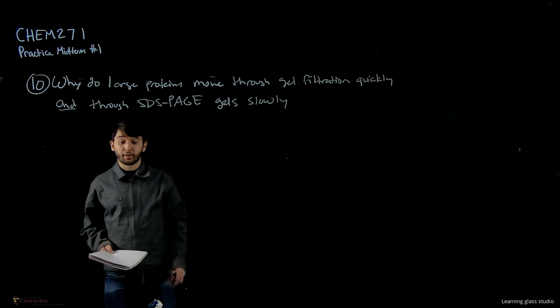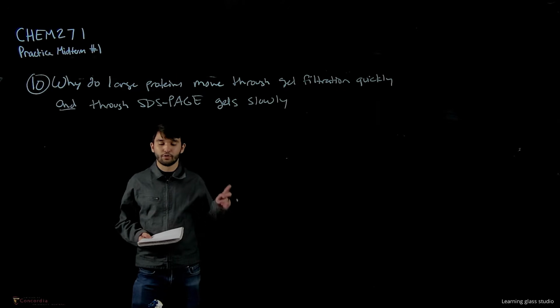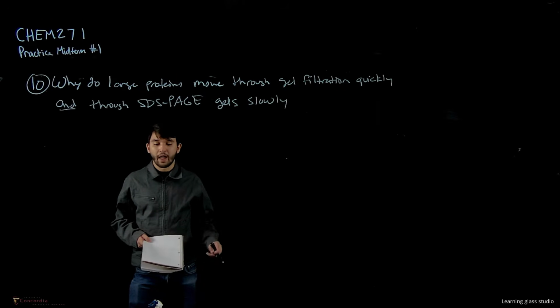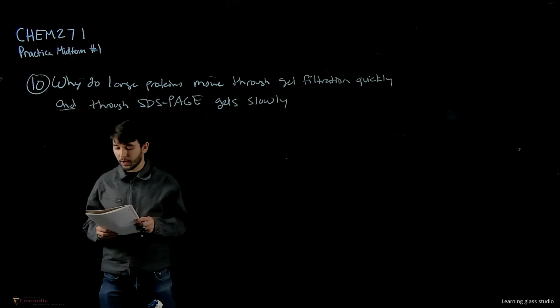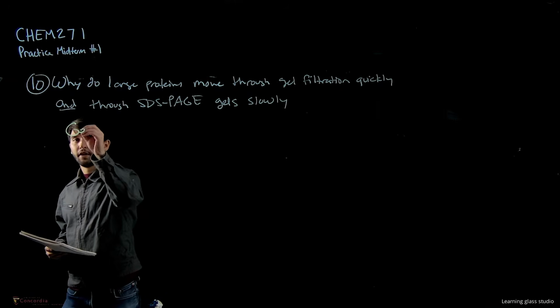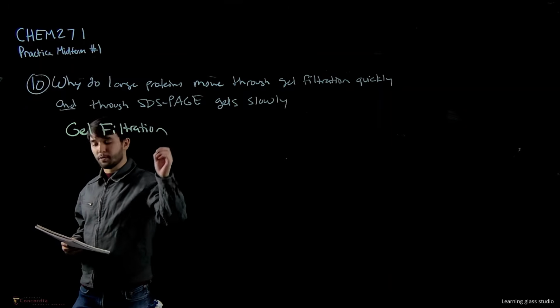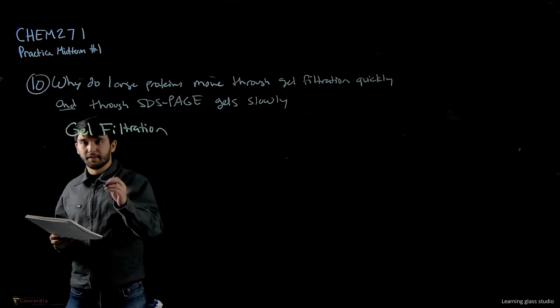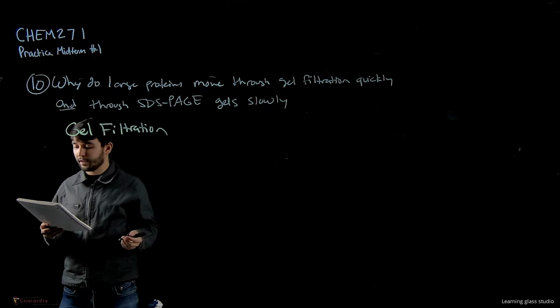All right, the next question is about protein purification. Why do large proteins move through gel filtration quickly, and why do they move through SDS-PAGE gels very slowly? So looking at large proteins here, let's define what these two techniques are. Gel filtration is a type of protein purification. This is separation based off of size. These techniques are both separation based off of size.